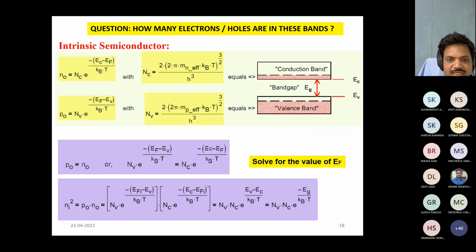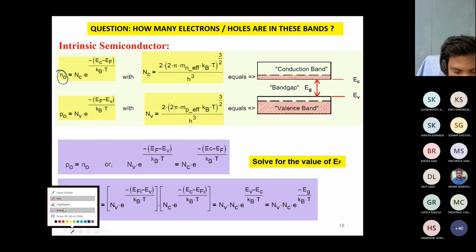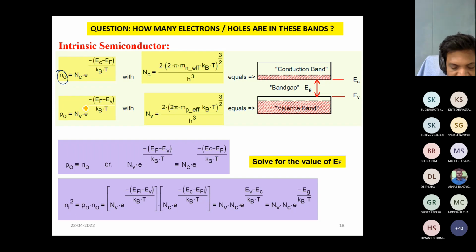How many electrons will there be in an intrinsic semiconductor and an extrinsic semiconductor, and what is the relationship between the Fermi energy and the band gap? So this is the relation. This formula can be derived. Okay, this N0 is the number of electrons in an intrinsic semiconductor, that means in the conduction band.